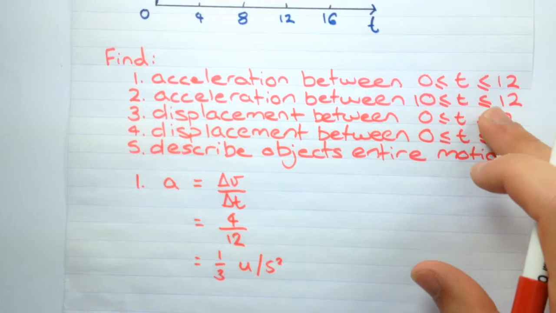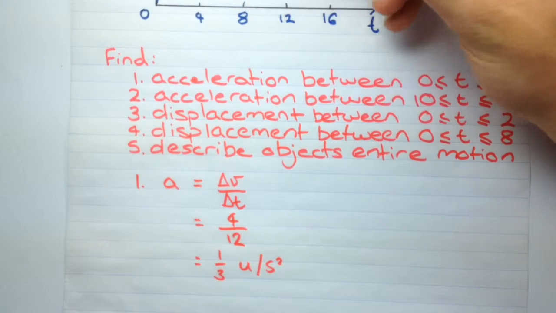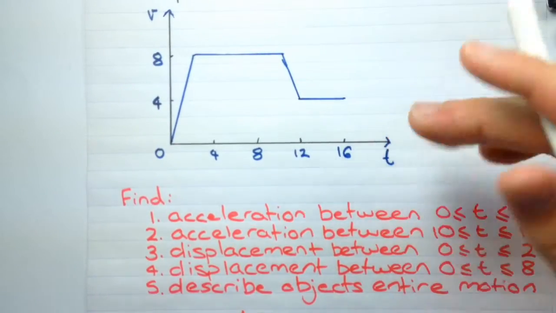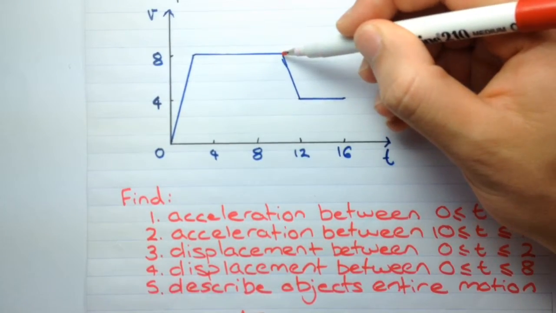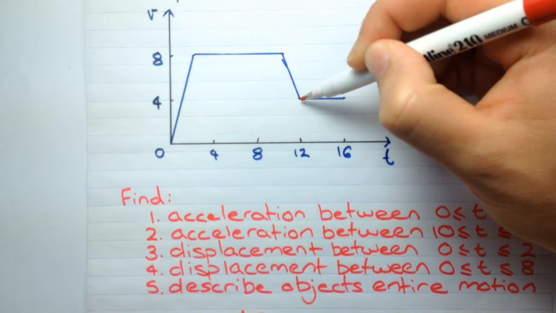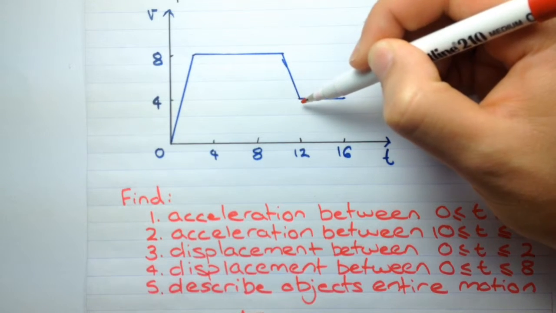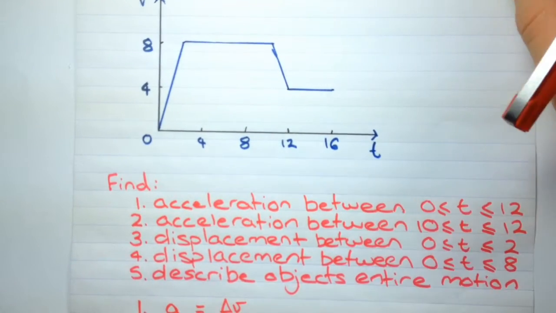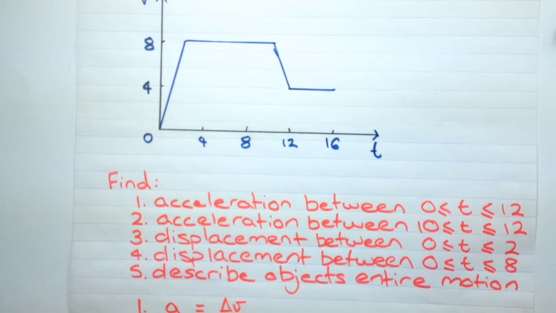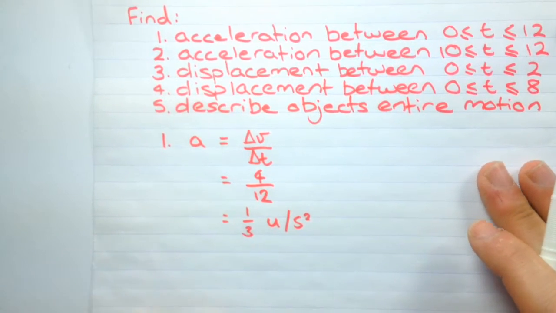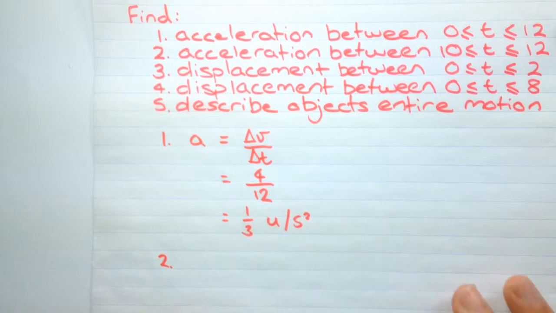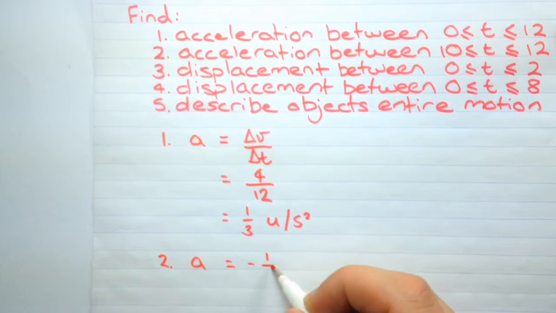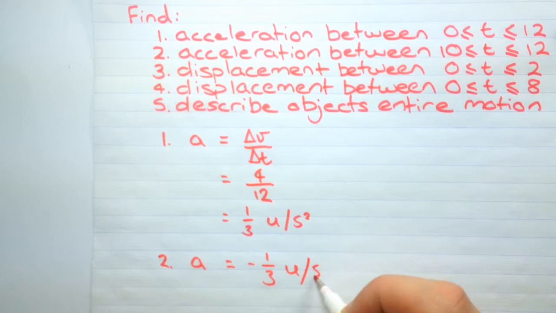The acceleration between time 10 and time 12, so we can see at time 10 it's 8. At time 10 the velocity is 8 and it moves down to 4 by 12. So that is exactly the same. It changes by 4, only this time it's negative. So we don't need to go through that whole process again. We can just write that the acceleration here is just the opposite, so minus 1/3 units per second squared.